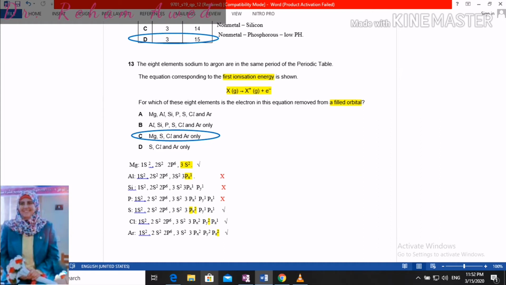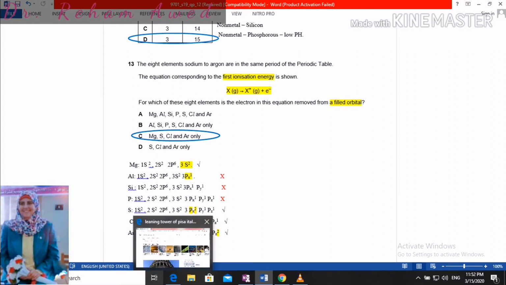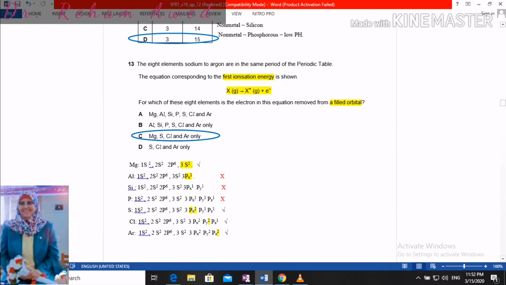px2, py2, pz2. So we have silicon: 1s2 2s2 2p6, 3s2, 3px1, 3py1. It is wrong. Phosphorus, P15: 1s2 2s2 2p6, 3s2, 3px1, 3py1, 3pz1. So all the p orbitals are singly filled, or not completely filled. They are half-filled orbitals.